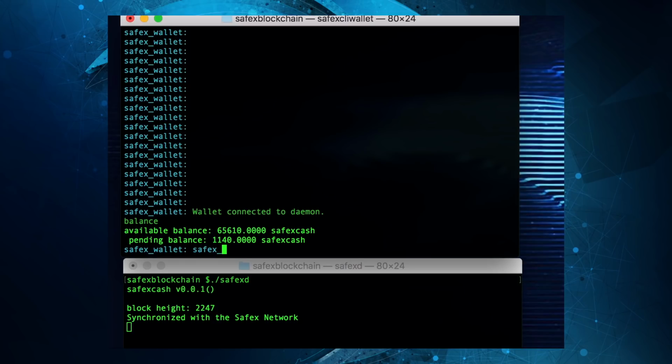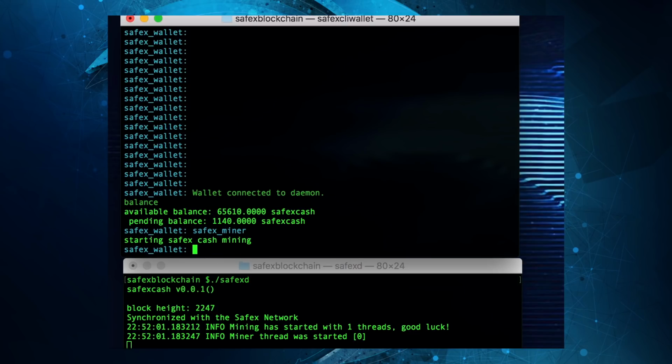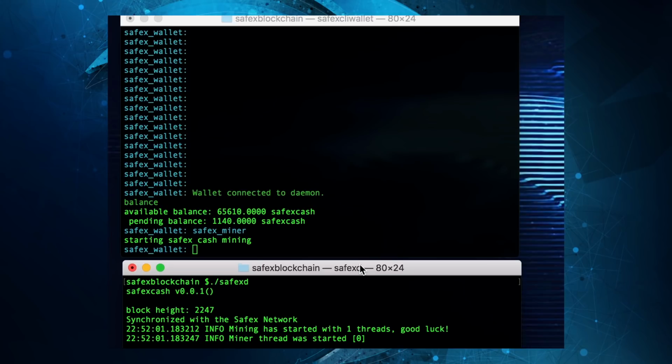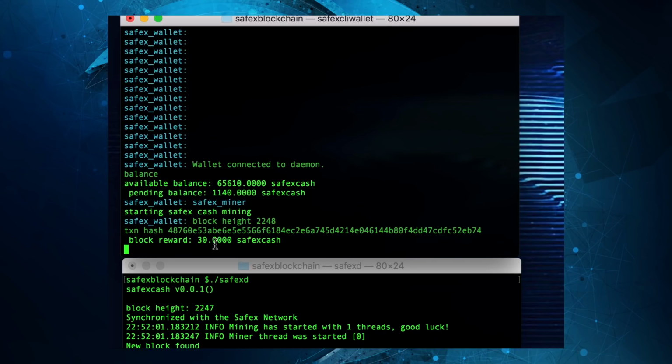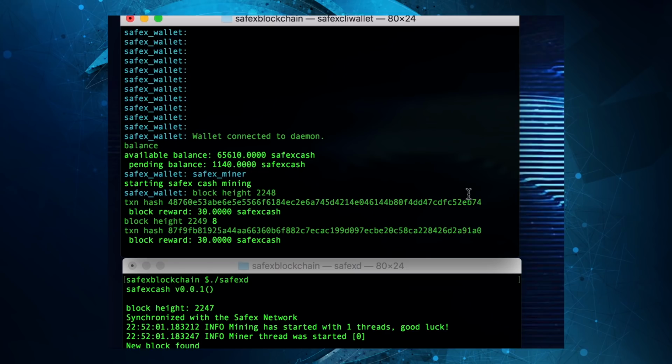So if I hit the Safex miner, we're gonna start mining Safex Cash. Now my laptop is running the miner and it's doing proof of work using the Kryptonite algorithm, and a new block was found. So that means that we get 30 Safex Cash. So if you recall from the blue paper, the first set of block rewards will be 30 Safex Cash and then 60 Safex Cash and so on. So that algorithm is running on this system.